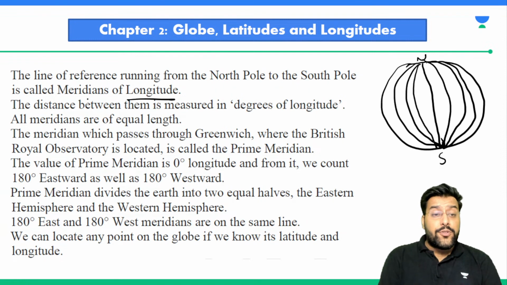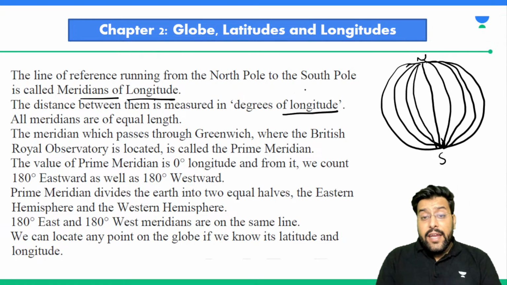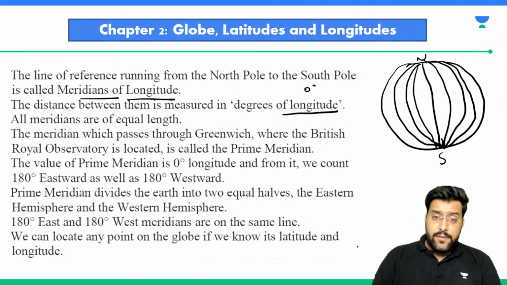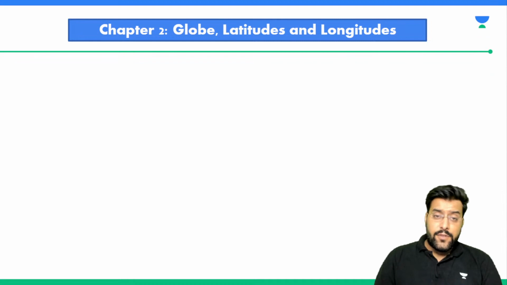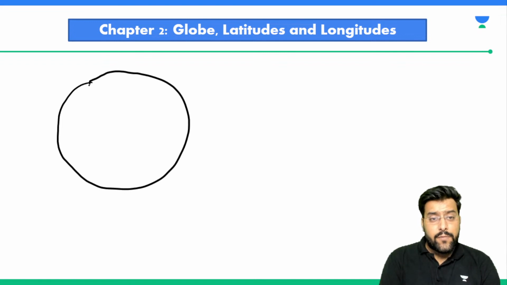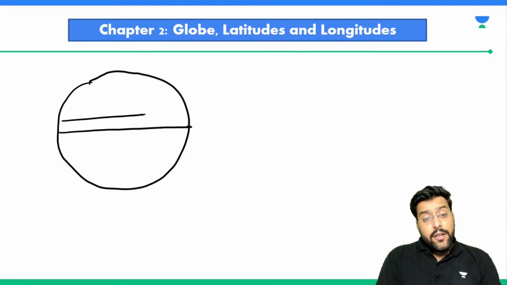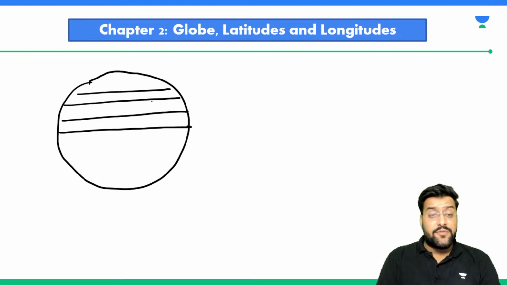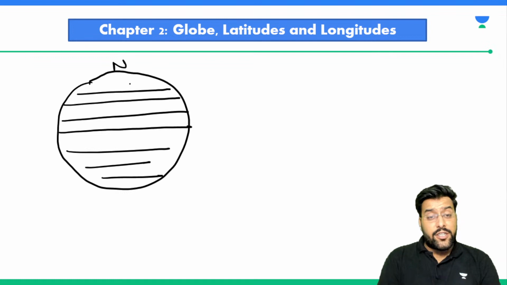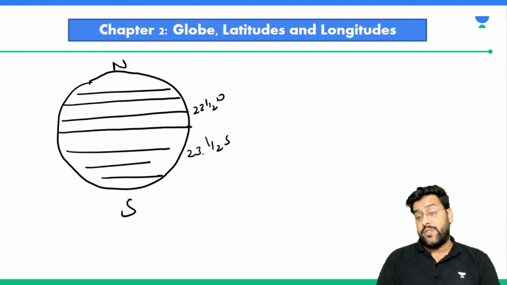These are known as what? Longitudes or meridians. Just like latitudes, the distance between longitudes is also measured in degrees. So I'll just try to explain again. Latitudes were either in the northern hemisphere or in the southern hemisphere. So latitudes were like this. This was the northern hemisphere, this was the southern hemisphere. So the latitude here will be known as, for example, 23.5 degree north, and the latitude here is known as 23.5 degrees south, because they were either north or south of the equator.